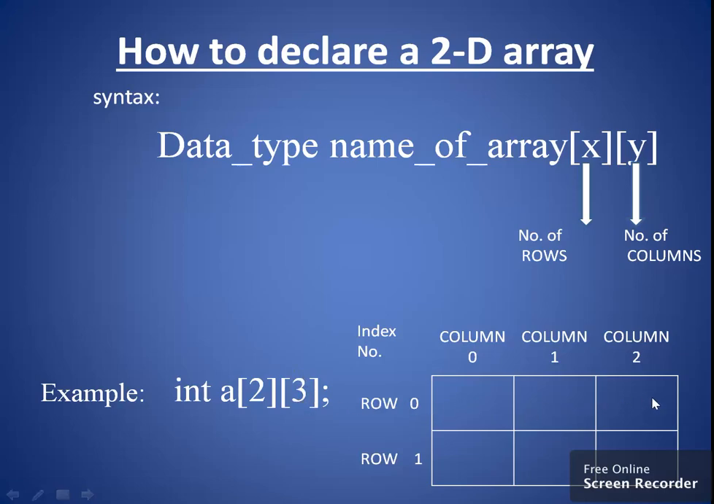Then this is the visual representation of the two-dimensional array A. This contains 2 rows. This will be the 0th row and this will be the first row. Then it contains 3 columns. This will be the 0th column, this will be the first column, and this will be the second column. And this is the end of part 1 of two-dimensional arrays.